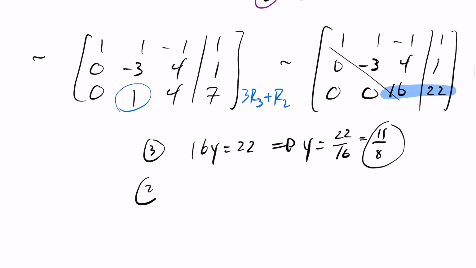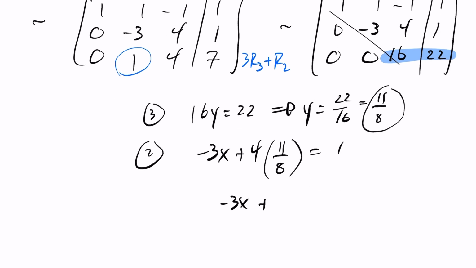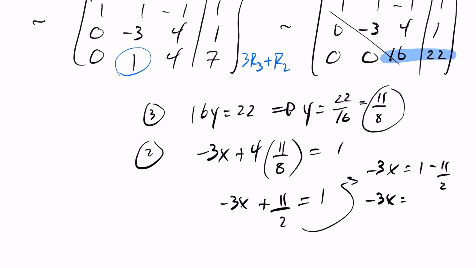Moving on to equation 2, again using back substitution, I get negative 3x plus 4y, but I know my y value is 11 over 8, and I know that's equal to 1. So now if we go to solve this here, you end up getting negative 3x plus 11 halves is 1, in which case negative 3x is going to be 1 minus 11 over 2. So negative 3x is going to be negative 9 over 2. And solving here, I end up getting that x is 3 halves for this value.